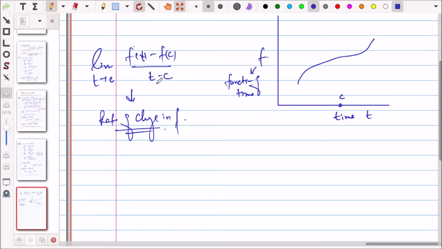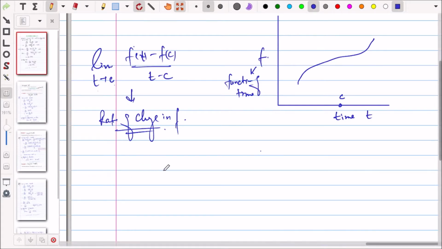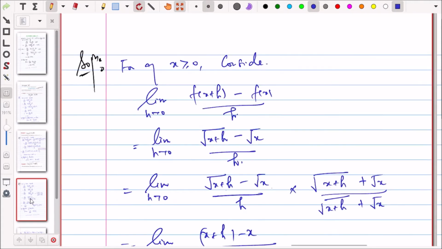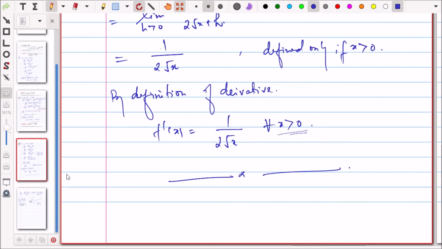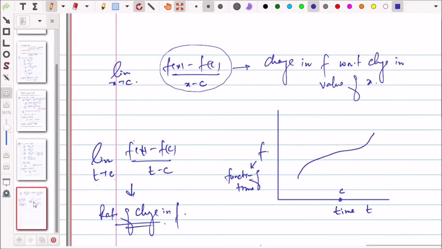टाइम के साथ कोई भी चेंज होती है तो उसे रेट ऑफ चेंज इन एफ बोल देते हैं, राइट? यस. तो कौन कौन सी ऐसी चीज होती है, कोई फंक्शन, कोई एग्जांपल बताओ जो टाइम पे डिपेंड करती है। Displacement, sir. Yes, distance. If you are having some vehicle or something which is moving, so its distance depends on time, right?